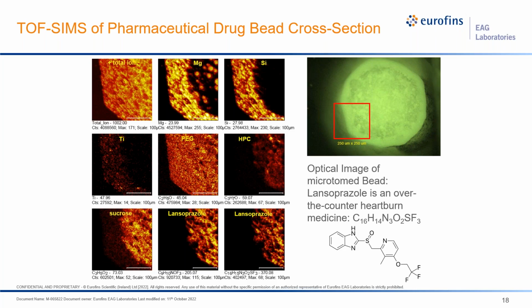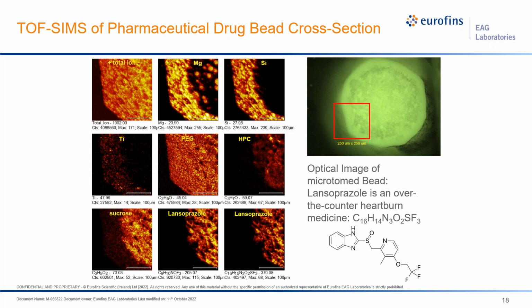And then in the magnesium image, we also see magnesium present in little spheres in the core of the bead, and these turn out to be magnesium carbonate. We also are able to get the organic component of the bead, and the central image shows the distribution of polyethylene glycol, hydroxypropylcellulose, sucrose, and then lastly, the drug, the lansoprazole.